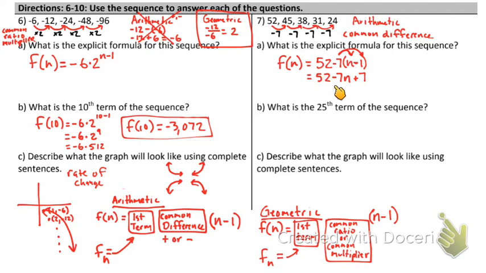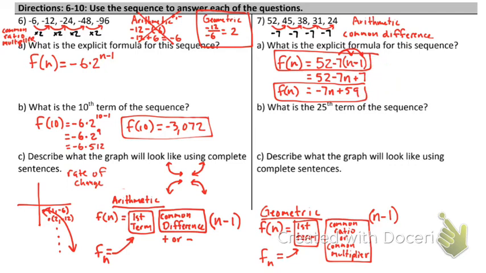Okay, and then we're going to combine these like terms, positive 52 and positive 7. That gives me a positive 59. So it's going to be negative 7 times n plus 59. And this is our cleaned up, or simplified, version of our formula. So this and this are the formulas. This one's simplified, this one's not. On your test, they will give you both, and you have to decide which one is the correct answer.